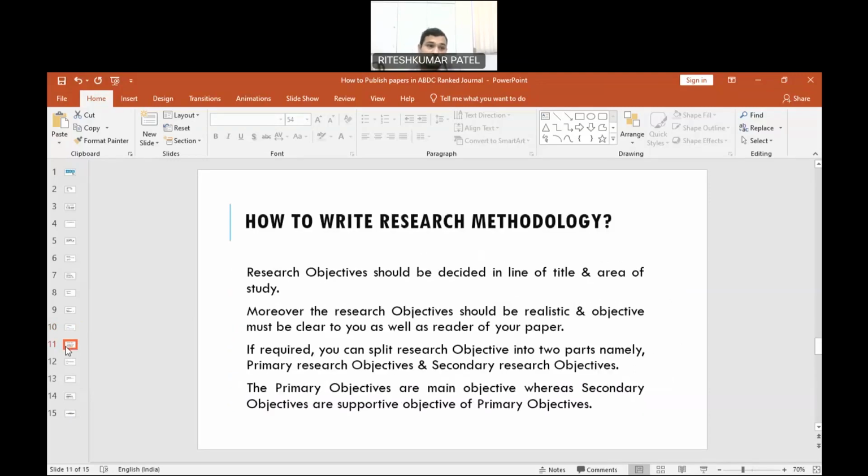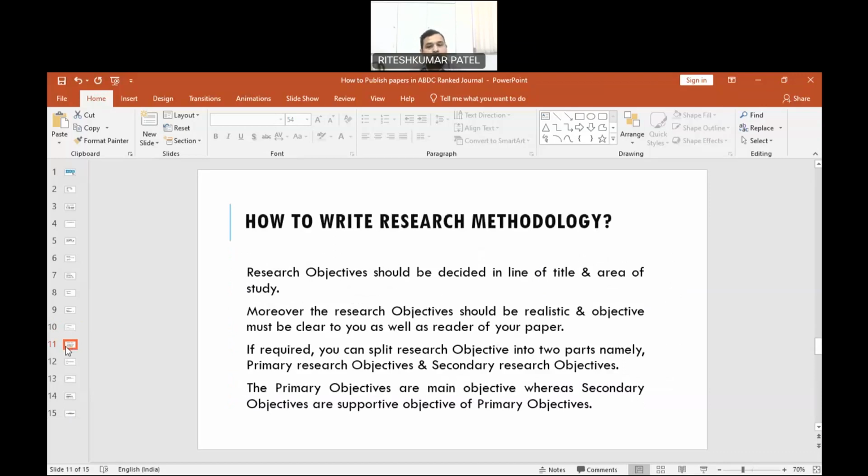How to write research methodology? So the research objective should be decided in line with the title and the area of study. Okay, so normally when you are conducting a literature review, you need to decide what kind of objective you need to go for, what kind of study you need to focus on.